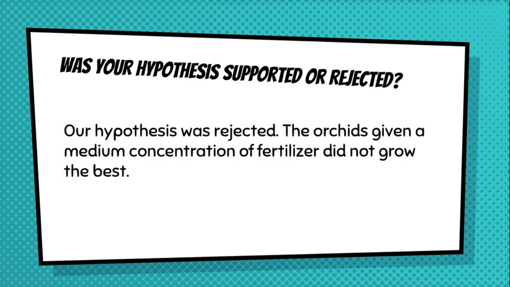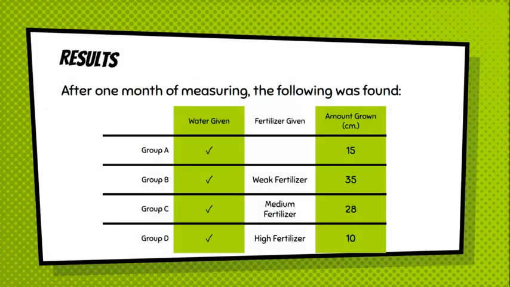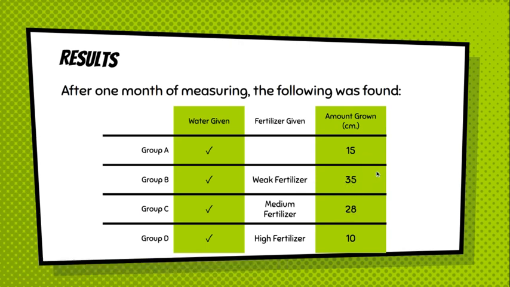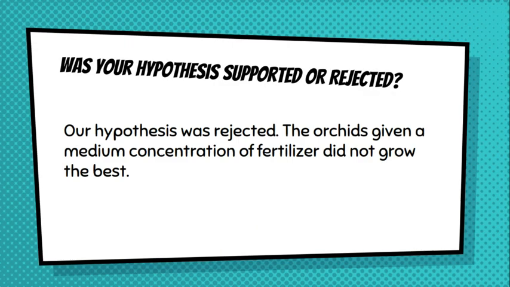So our hypothesis, if you said, and I figure most of you said medium, our hypothesis was rejected if you thought a medium amount of fertilizer would grow the best. The orchids given a medium concentration of fertilizer did not grow the best. Okay, so if we look back, it was actually the weak amount of fertilizer that grew best. So that's kind of surprising.